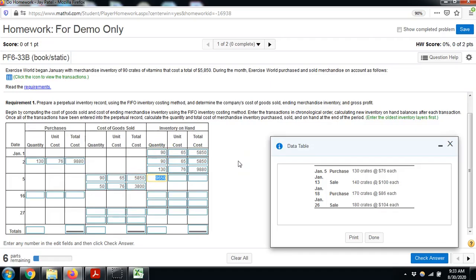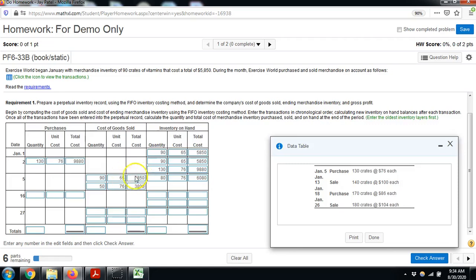So rather, what do we have left over in our inventory? We got rid of all 90 of these, and we got rid of 50 of 130 of this layer. So 130 minus 50 is 80. So we have 80 units left over at $76 each. And so that is $6,080. Okay. So now at this point in time, we only have 80 units in inventory.